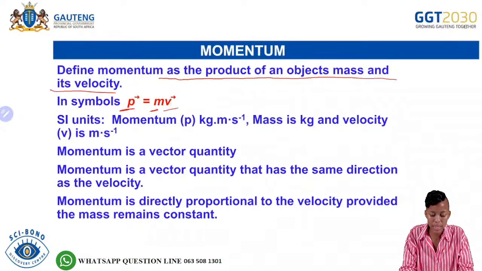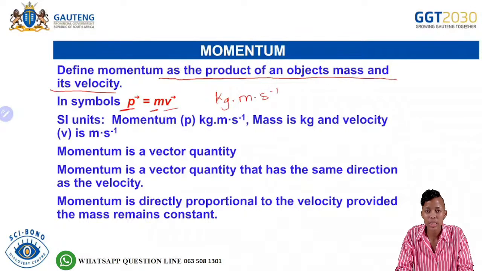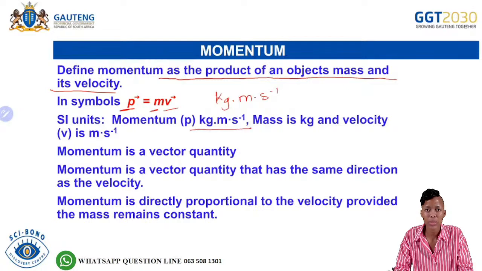Therefore the two units, the unit of mass, which is kilograms, and the unit of velocity, which is meters per second, they therefore give us the units of momentum, which is then kilograms meters per second.